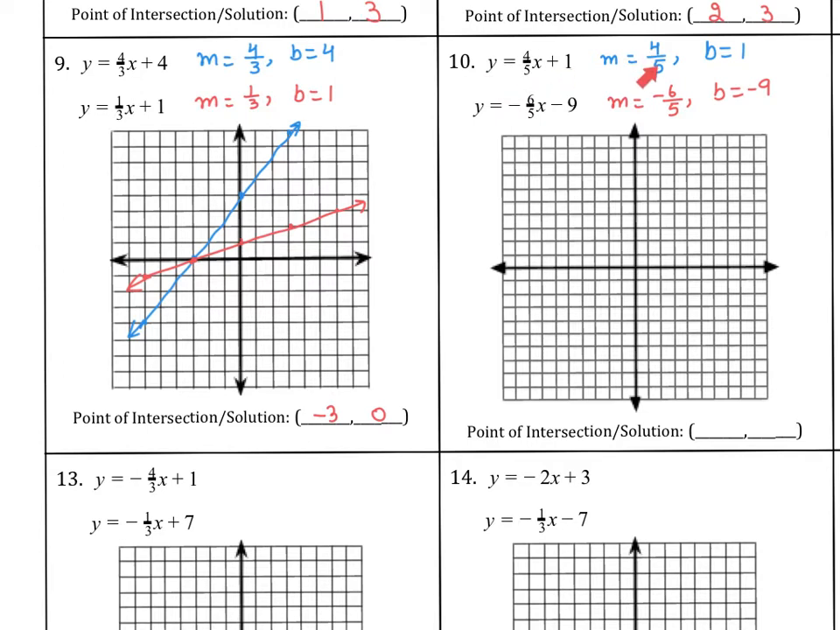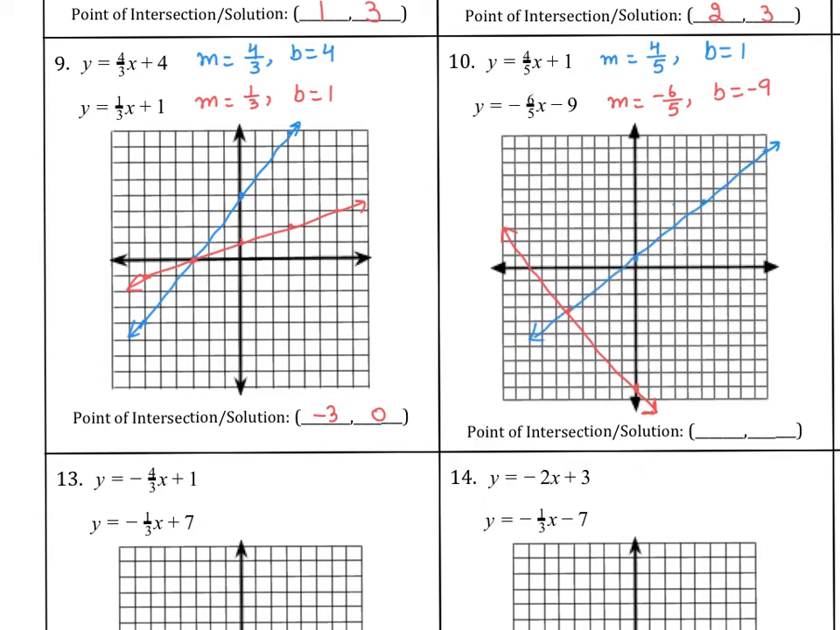Question number 10, the first line is y equals 4 over 5x plus 1, so the slope is 4 over 5 and the y-intercept is 1. For the second line, you have a slope of negative 6 over 5 and a y-intercept of negative 9. When you graph the first equation, you start from 1 and go up 4 over 5, up 4 over 5, and you can extend that line onto the other side by going down 4 over 5. So you get the line for the first equation.